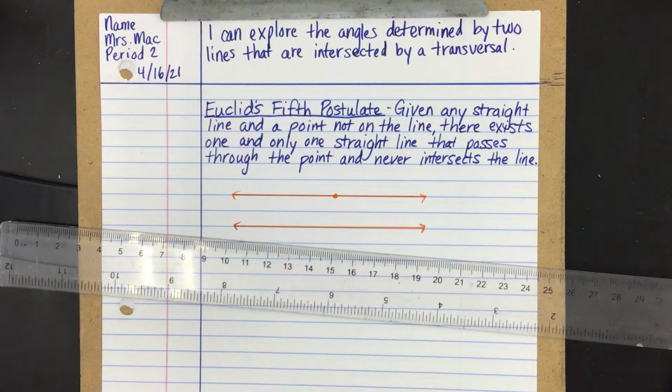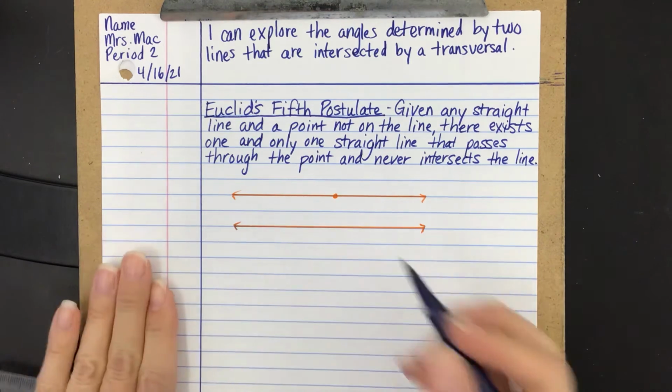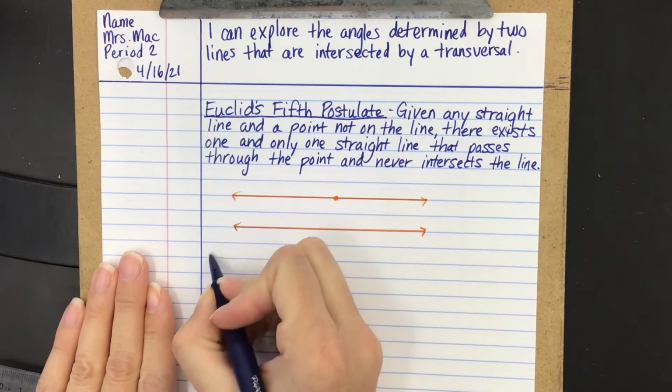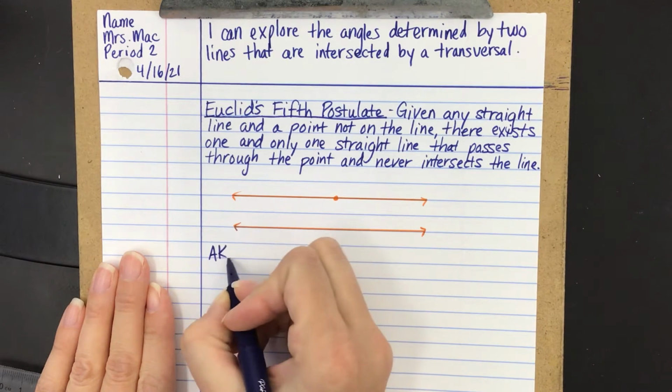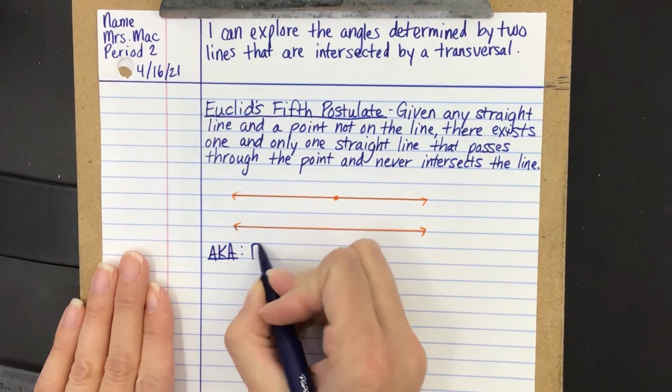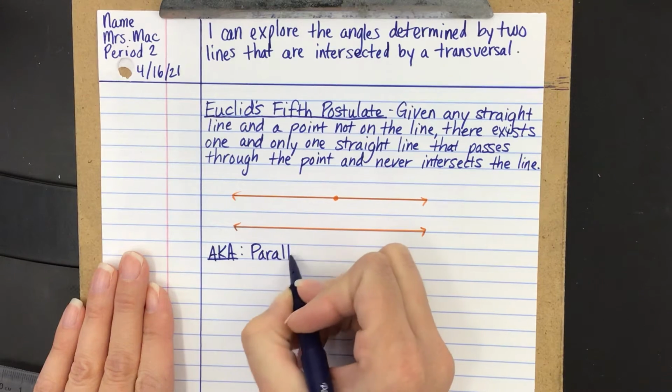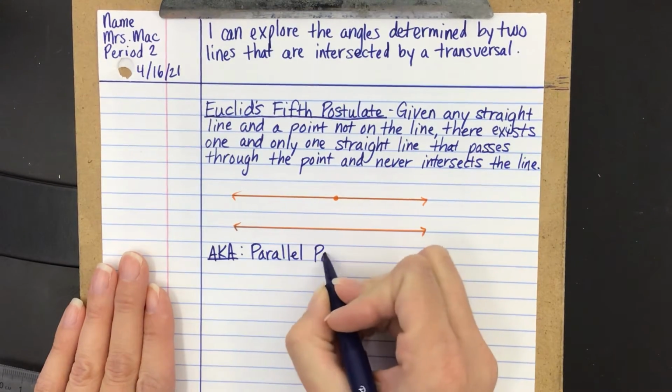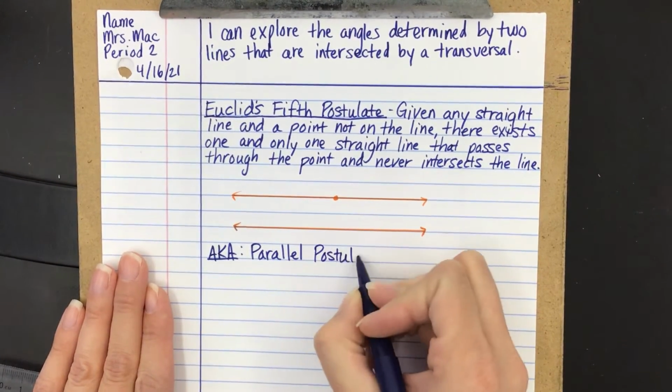And this is why we call this the parallel postulate. So it's Euclid's fifth postulate, but we also sometimes call it the parallel postulate. So I'm going to put AKA, the parallel postulate. You'll hear it referred to that as well.